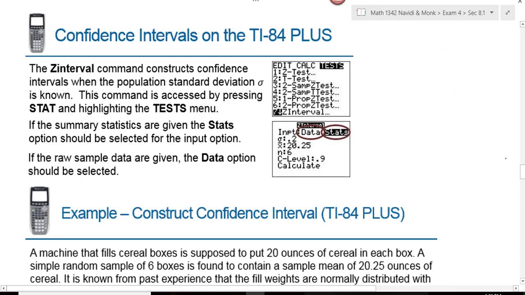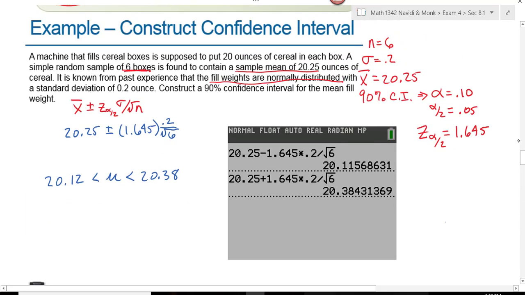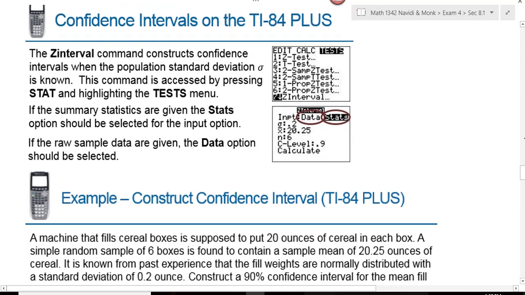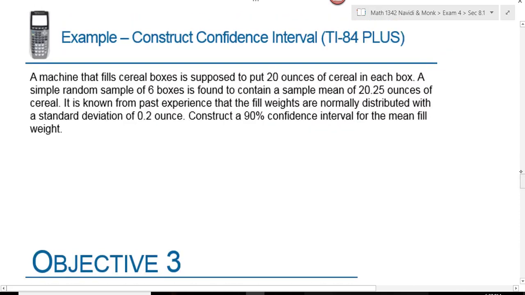Now, there is a way to do the confidence intervals on the calculator so that you don't have to know this formula right here. However, I wanted to teach it to you first using the formula so you can see what all these different component parts are. Now I'm going to show you how to do this on the calculator. We're going to hit Stat, go over to Tests, and what we're finding is a Z interval. So let's rework this problem using the calculator.